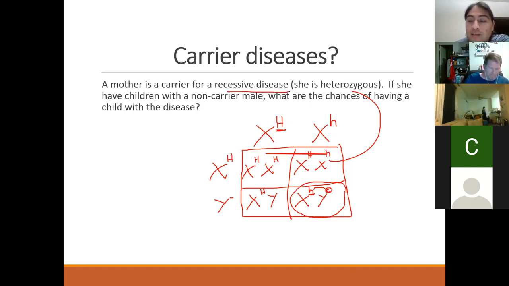What if this disease is a heart failure or diabetes or something like that? Then we will have 25% chances that the boy only will develop the disease. And then the females are going to be okay. So this example is also applied to when males start losing hair, because this is the same example when we lose hair and we go bald.